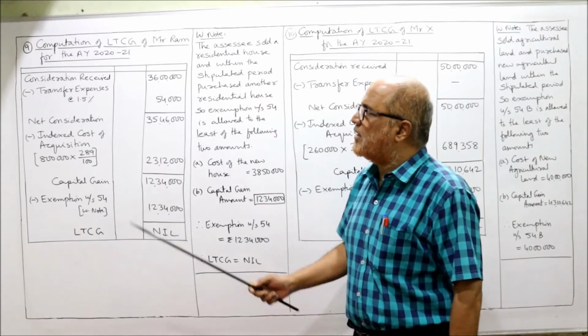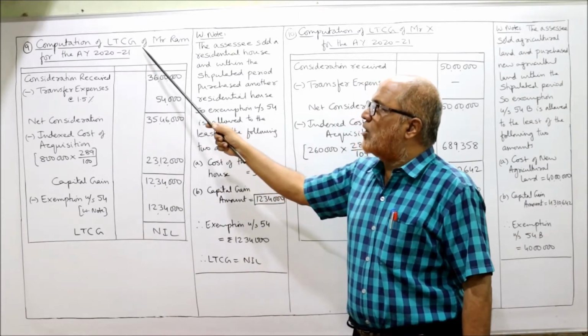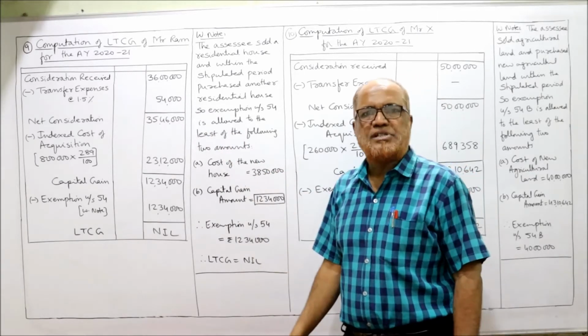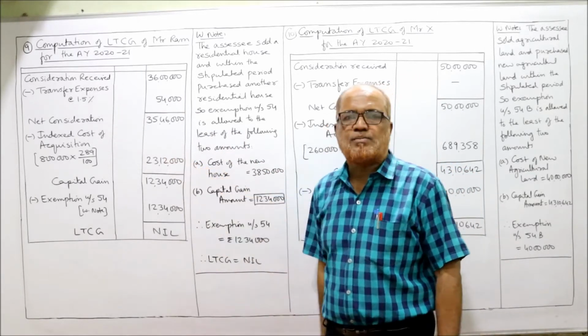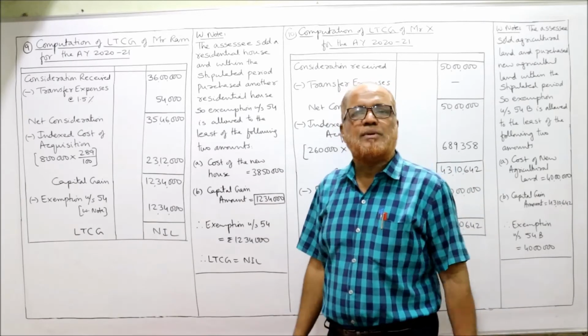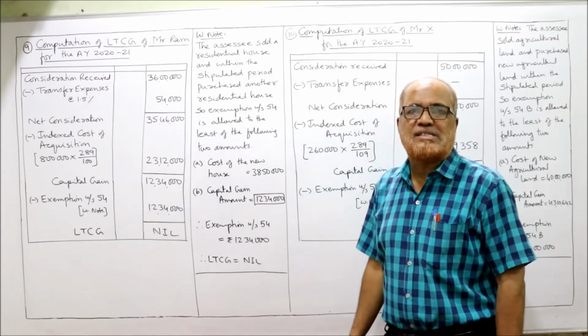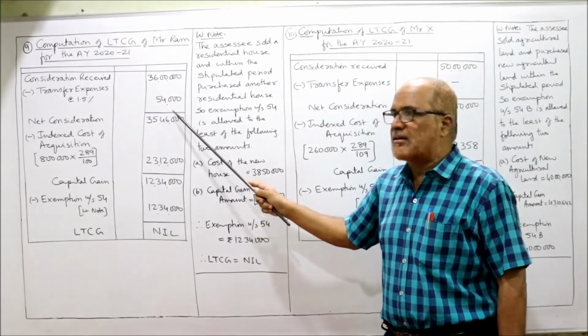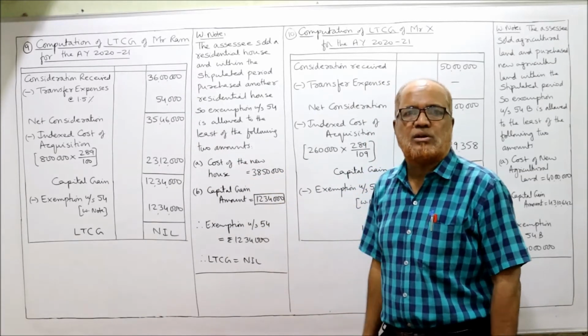Now, see the solution carefully here. Computation of LTCG, long-term capital gain of Mr. Ram for the assessment year. Consideration received 36 lakh, sale proceeds. Less transfer expenses. It is given in the problem, selling expenses are 1.5% of sales. So 1.5% of 36 lakh is 54,000. Subtract, net consideration 35 lakh 46,000.